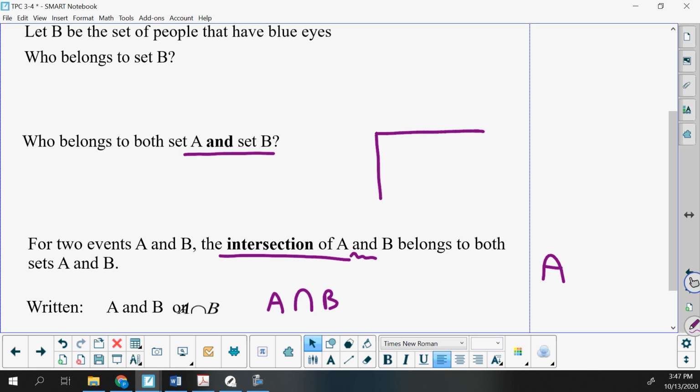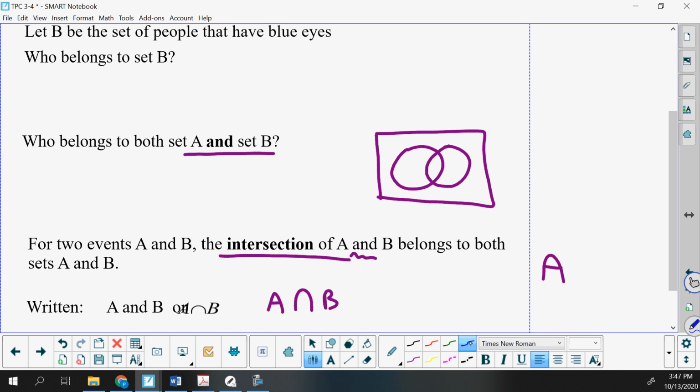Now we're going to see this on the next page, but if you have a Venn diagram, the intersection is represented by the middle part. If this was set A and set B, the intersection is that overlap, the people who are part of both sets at the same time.